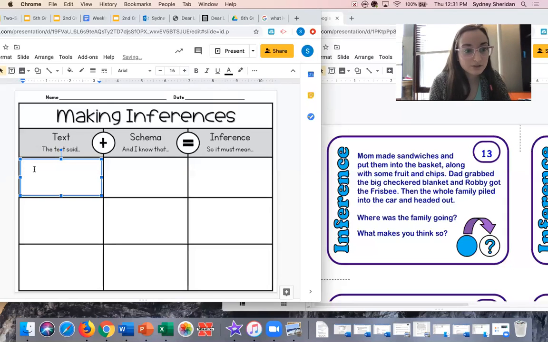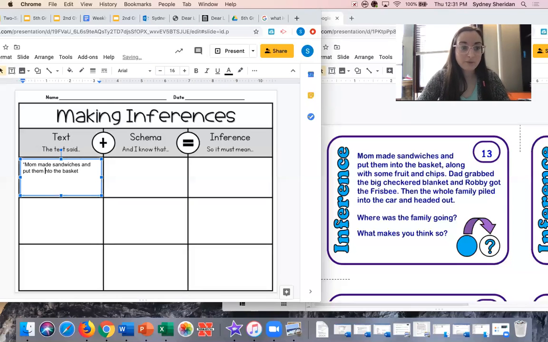So let's see, I'm going to write down in this section of my chart, it says text and it says the text said. So when we're talking about the exact words that the text said, or evidence, we're going to use quotes, remember? Because we're using the author's words. So I'm going to say that Mom made sandwiches and put them into the basket.